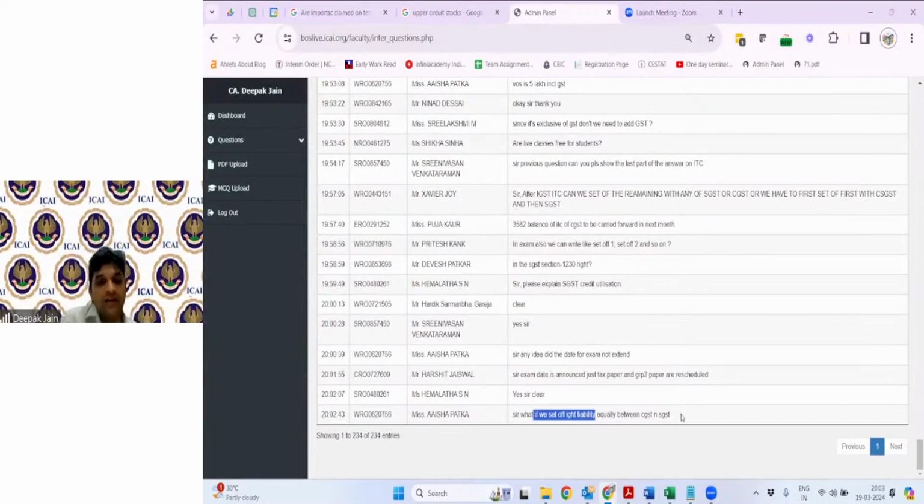Aisha, what happens if we set off IGST liability in CGST and SGST? You will end up paying more of SGST when you have more credit of CGST.